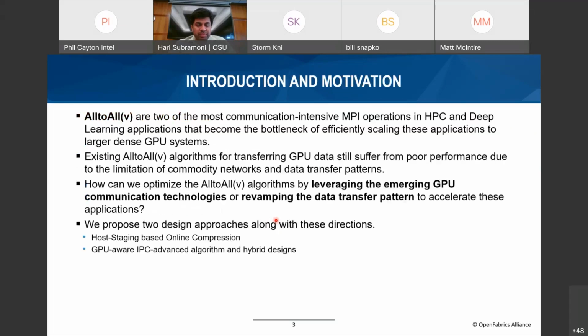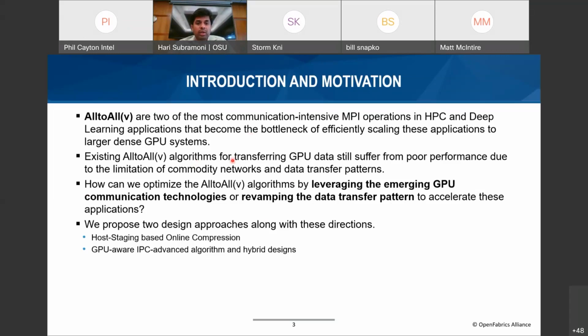So let me start. As you all know, Alltoall and Alltoall V are some of the most common and communication intensive operations inside MPI. This is very frequently used in HPC as well as deep learning applications. You may not be aware of it, but recently deep learning applications also have begun to use Alltoall, especially Facebook's recommendation model like DLRM. So let's say when you click something on Facebook, your friends may get a notification saying that, hey, he liked it, you may also like it. That kind of notification, or recommendation systems, uses a lot of dense all-to-all communication in the background.